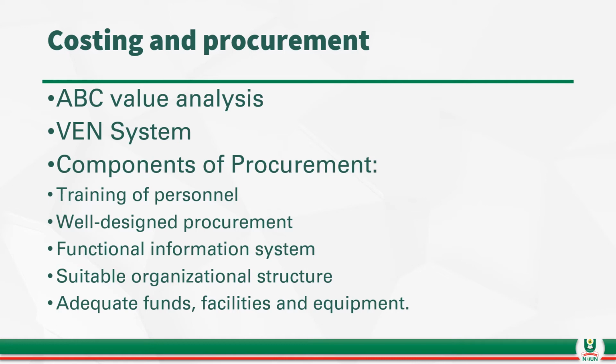So when you're procuring, what are the components of procurement? What do you look at? You must make sure you have trained personnel for such procurement. You must have a well-designed procurement system, and you must have a functional information system in terms of stock, stock taking, stock information, and drug dispensing and all that. You must have a suitable organizational structure, and you must have adequate funds, of course, for you to procure, and you must have facilities for storage and equipment.